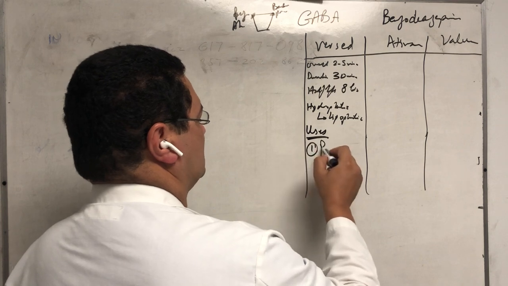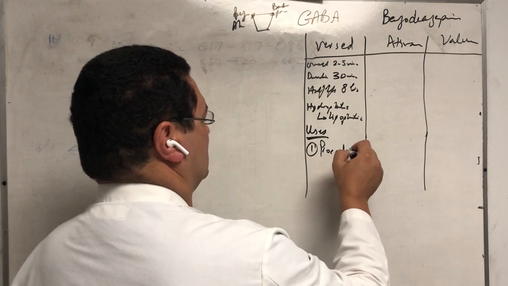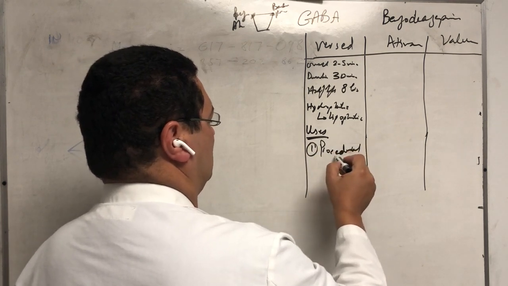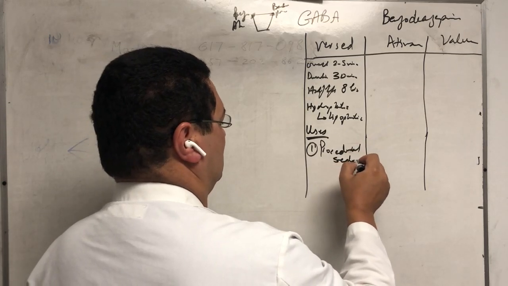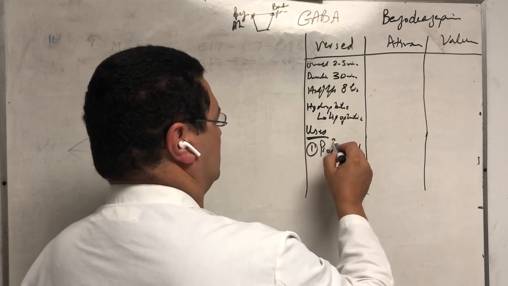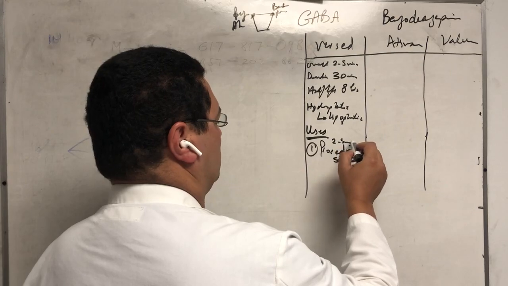because we can use the Versed, as I said, for procedural sedation. There's no competitor for Versed anymore, and the dose usually is 2 to 5 milligram IV boluses.